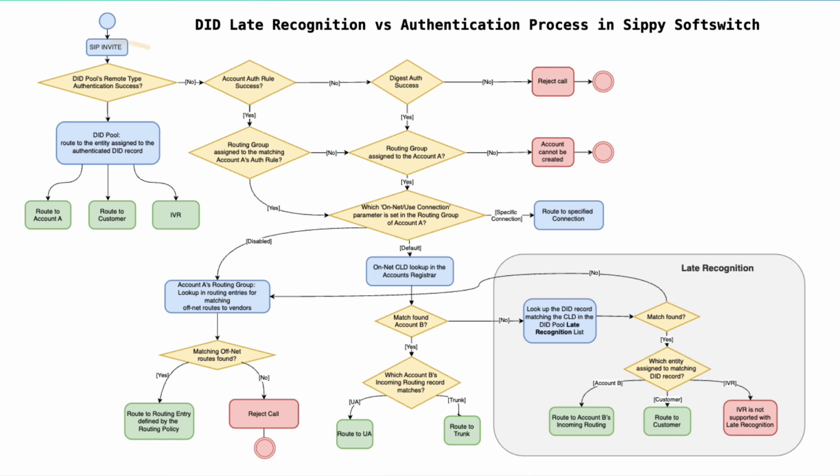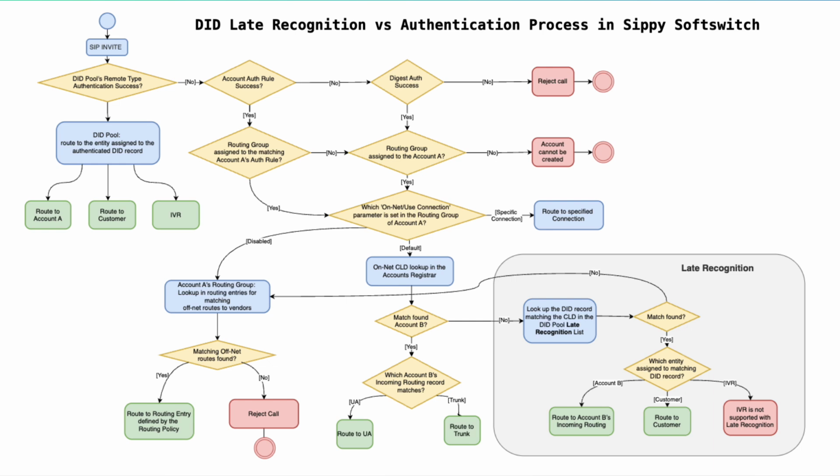The remote authentication type in the DID pool section is mainly for DID providers, with or without specifying the provider's remote IP. Account authentication rules work best for peer carriers and wholesale traffic, authenticating calls from their gateways with flexible matching based on remote IP, incoming CLD, or incoming CLI. Digest authentication is for devices like soft phones or PBXs with dynamic IPs, verifying calls using the account's username and password. The challenge is that calls authenticated using the authentication rules or digest authentication methods cannot be routed directly to DID pool entities, requiring an additional step to resolve routing to the DID pool's destinations.